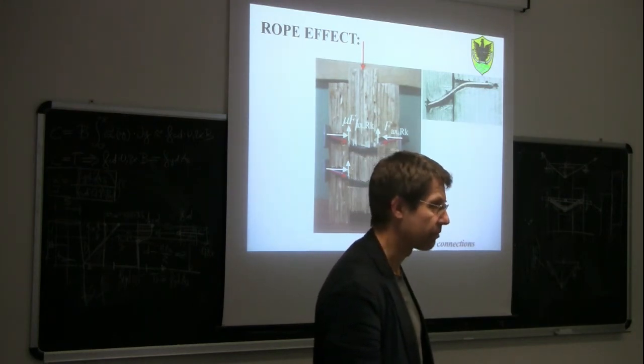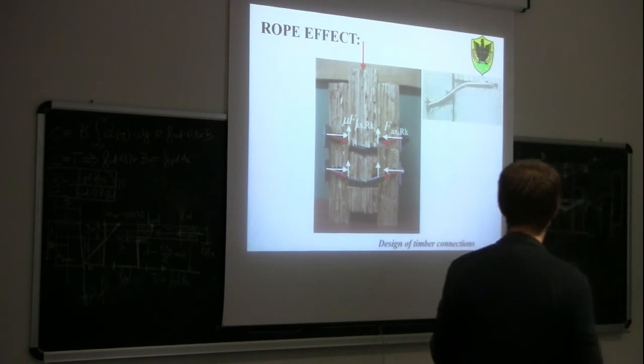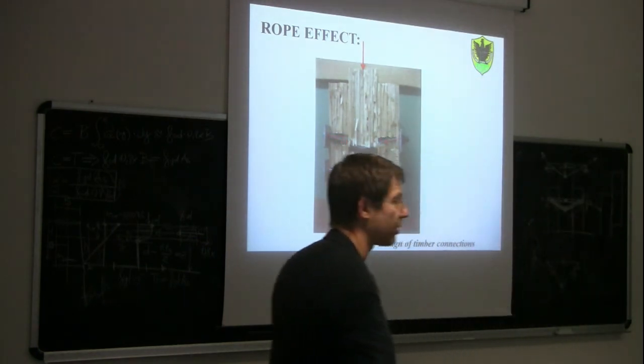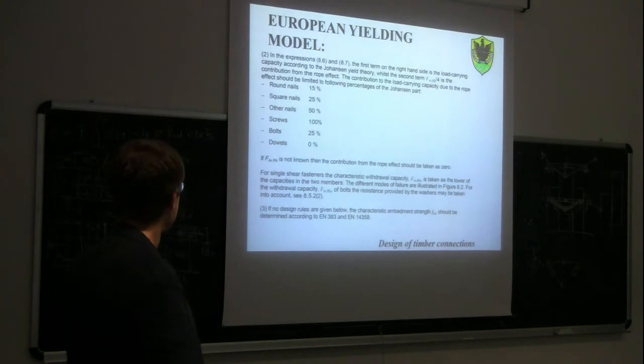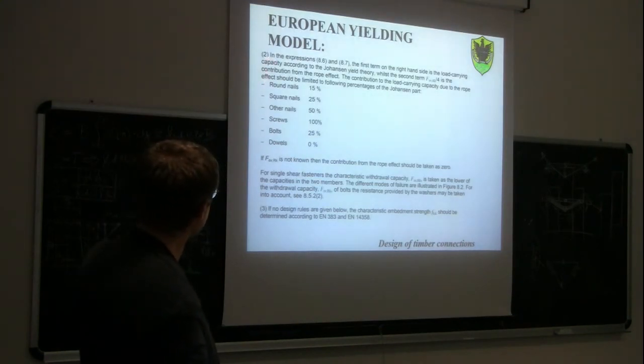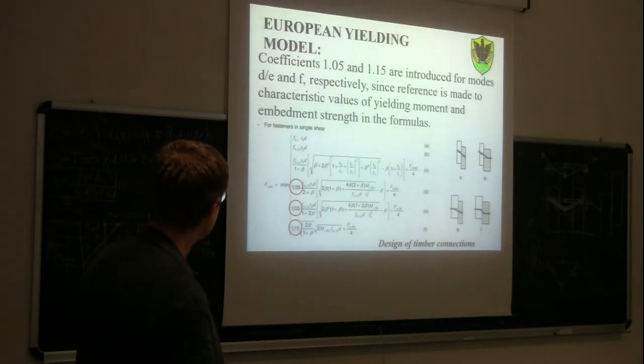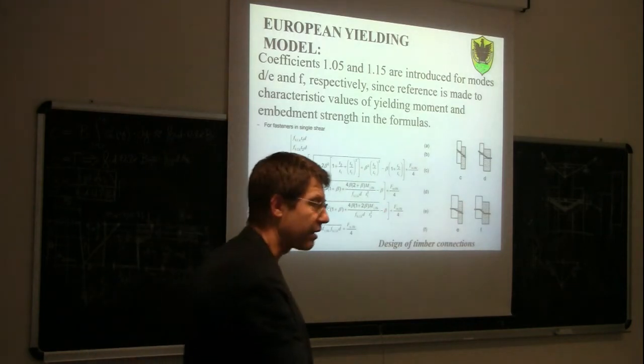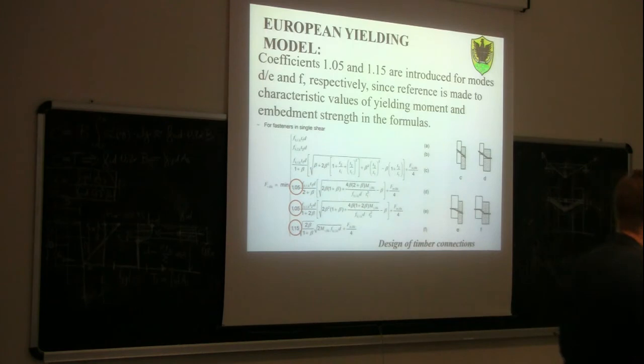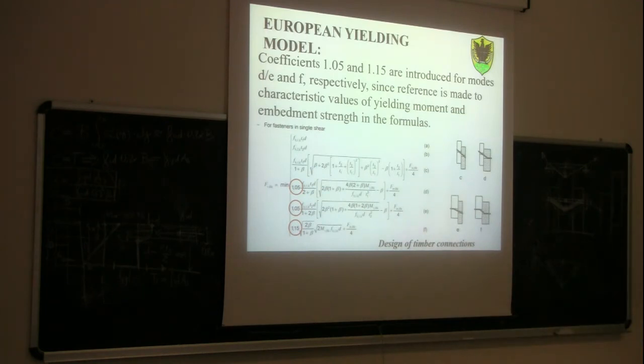Okay. So now we understand better why, if you go back to see what Eurocode 5 writes, let's see what's there. In expressions 8.6 and 8.7, the first term on the right-hand side is the load-carrying capacity according to the Johansen yield theory. All these first terms are the ones that we get by writing the equilibrium equation, the ones we call Johansen parameters. Then, for modes C, D, E, and F, we have this additional contribution called the rope effect.